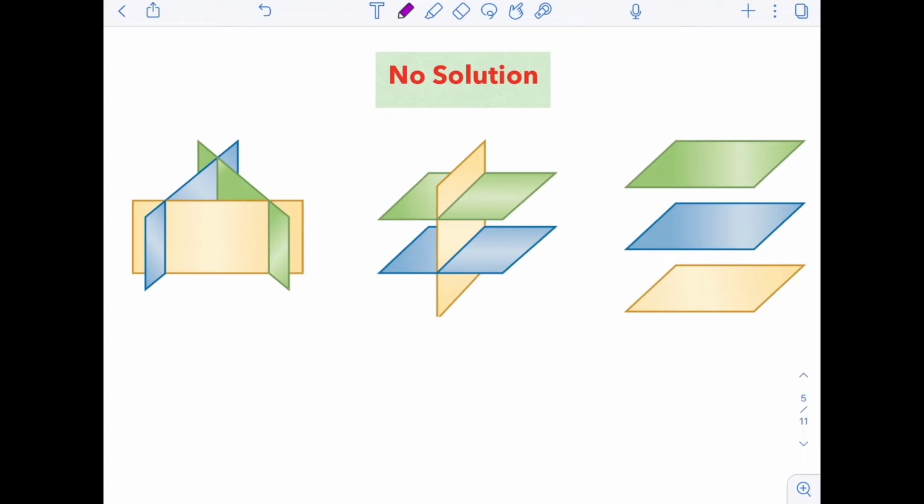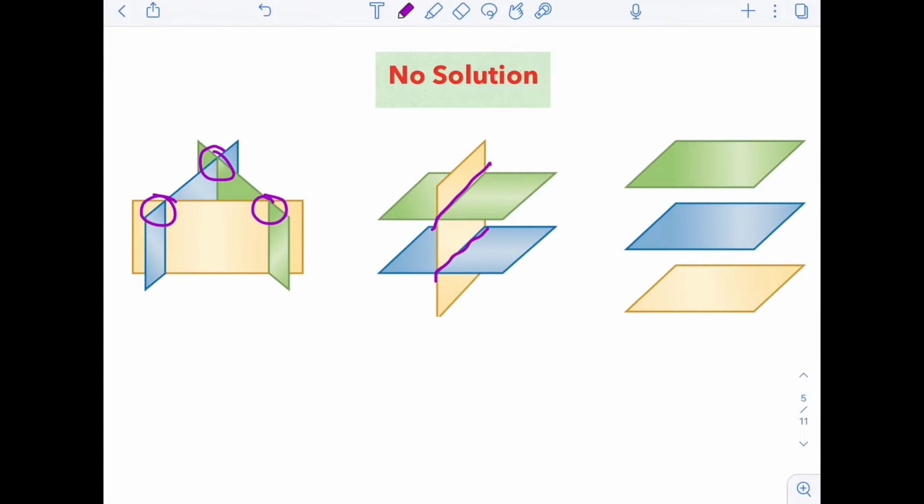Like in this example right here, the three planes are parallel and they don't intersect at all. And in this example right here, we have two planes intersecting at a line, but there's no point where all three planes touch. And same thing with this one. We have these two planes touching, and these two planes touching, and these two planes intersecting, but there's not a point where all three planes intersect.